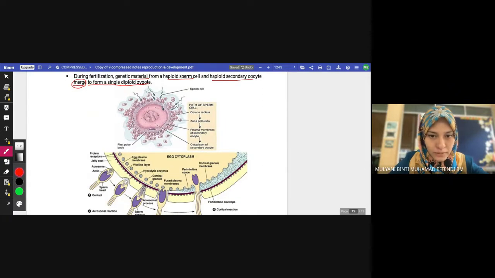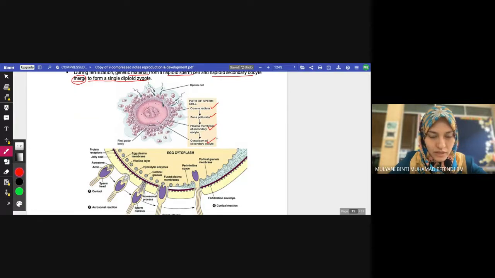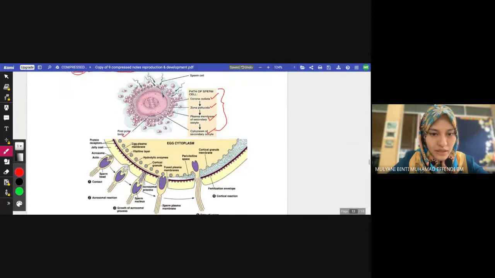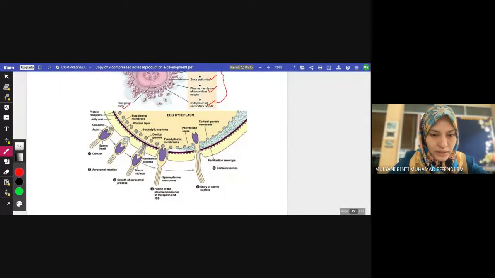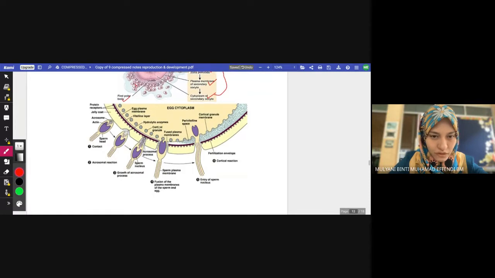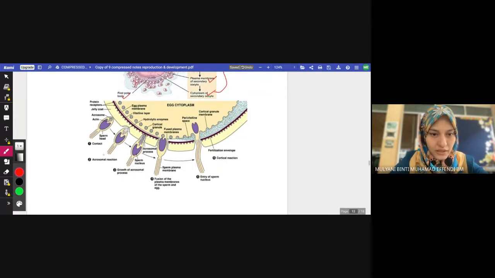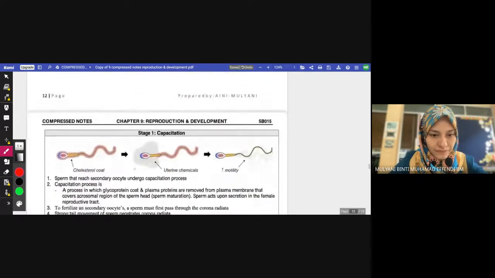So the path of the sperm cell, you have to go through corona radiata, zona pellucida, plasma membrane and cytoplasm of the secondary oocyte. If you still remember the structure of secondary oocyte, there is corona radiata, then zona pellucida. Then there is the first polar body. So here is basically the process that is needed for a sperm to fertilize an egg. Okay, so we go into detail.